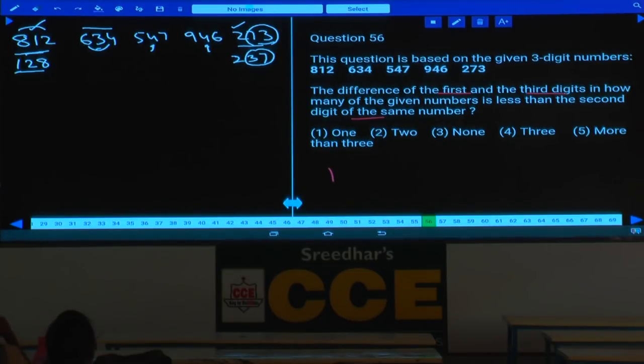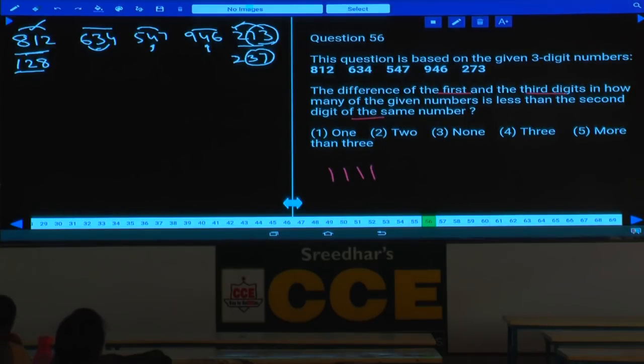Then 547. The difference between 5 and 7 is 2. Is this 2 lesser than 4 or not? Yes, one more number, 547. Now 9 and 6, what is the difference here? 3. Is this 3 lesser than the second digit 4? Yes, there is one more number. Then next one, 7 and 3, what is the difference here? 1. This 1 is lesser than 7.